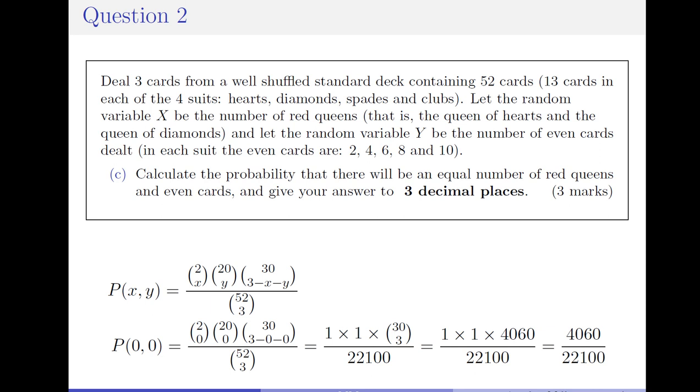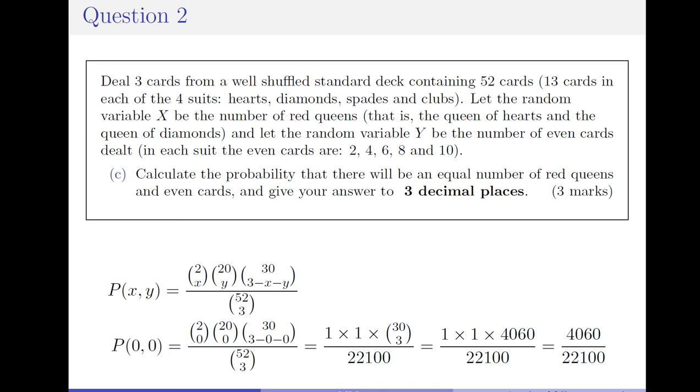Okay, so what we're going to do first of all is find P00. All I've done here is every time I see an x or a y, I've written the number 0. So we have 2 choose 0 times 20 choose 0 times 30 choose 3 minus 0 minus 0, all divided by 52 choose 3. Now any number choose 0 is always equal to 1. So 2 choose 0 and 20 choose 0 are both equal to 1. In the next bracket, I've just simplified that: 30 choose 3 minus 0 minus 0, so that's 30 choose 3.